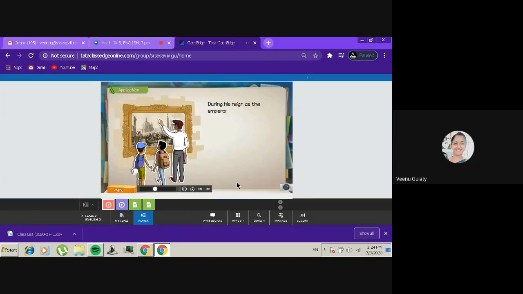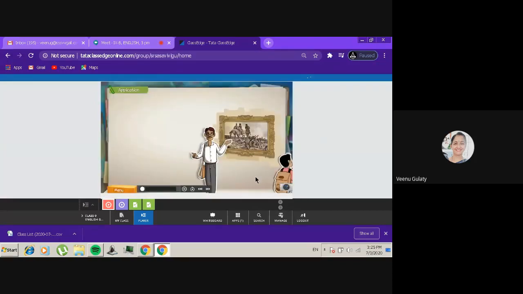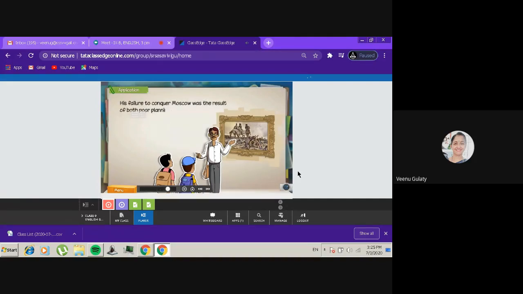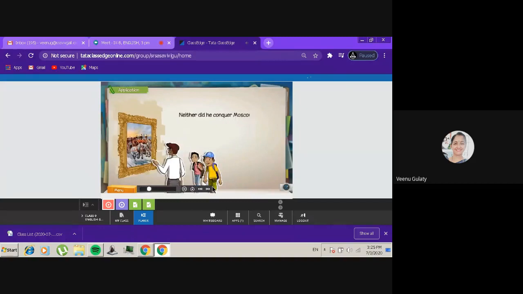During his reign as the Emperor of France, Napoleon not only conquered the kingdoms of Spain and Italy, but also controlled Austria and Hungary. This artwork depicts the losses Napoleon suffered when he attempted to invade Russia. His failure to conquer Moscow was the result of both poor planning and bad weather. Neither did he conquer Moscow fully, nor did he retreat in time to dodge the harsh Russian winter. Here, you see his army retreating to escape the biting cold. Russia is supposed to be a very, very cold country.